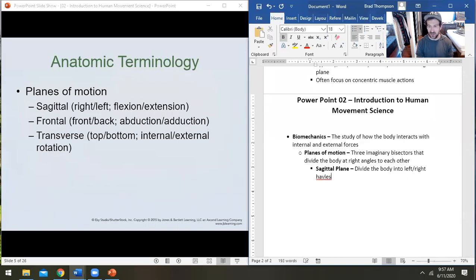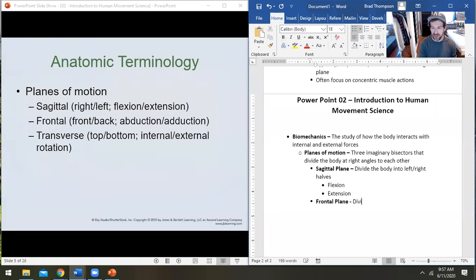So examples of sagittal motions are things like walking. Walking is very sagittal, right? You're moving along the plane, right? So I'm moving front to back like this. Flexion and extension are examples of this, right? Those are sagittal movements.